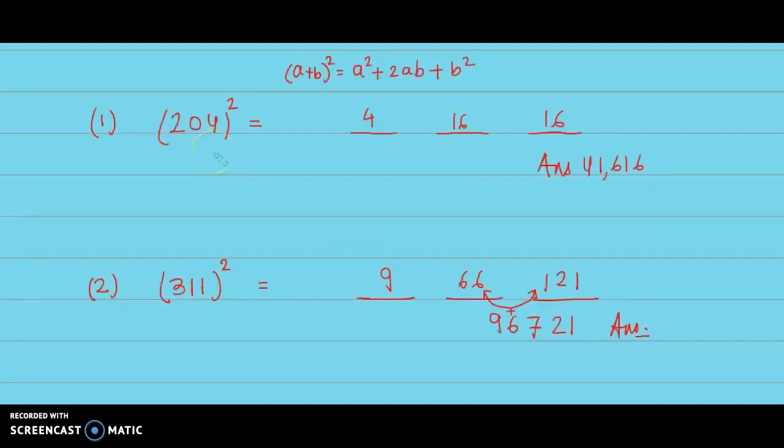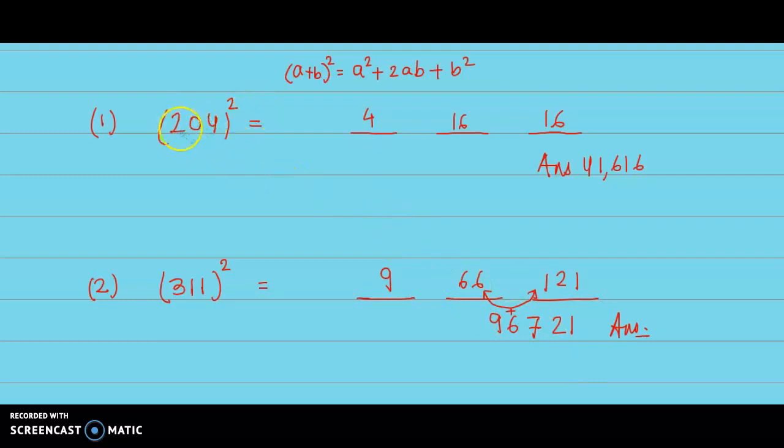Here is the first example, 204 square. We have to find the square of 204 within few seconds. So what I am going to suggest is, think of this as one digit and these two digits as another, and consider this as A and this as B. You are familiar with this formula, A plus B whole square is A square plus twice AB plus B square.